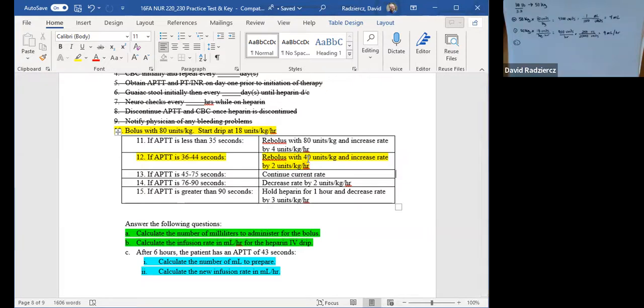So if we did 4 milliliters to start, it is true that we will go to 2 milliliters for the rebolus, but we'll still work out the calculation. Then with the increase in rate, we're going to take the 2 units per kilogram per hour and add it to the 18 units per kilogram per hour. So if initially it was 18, now we're going to increase it to 20 units per kilogram per hour. So let's take a look at that.